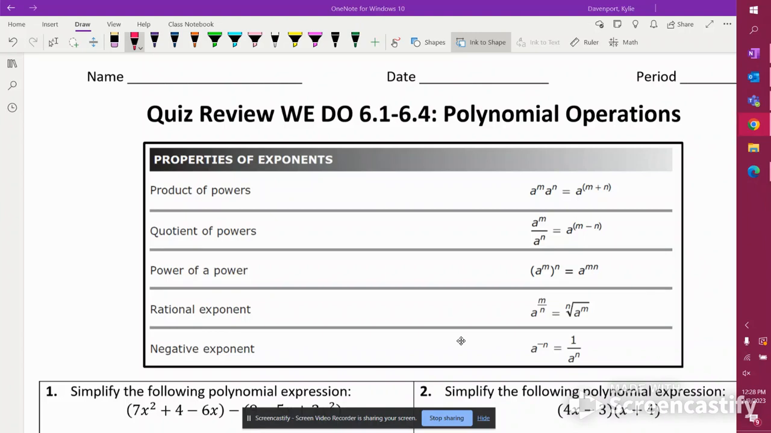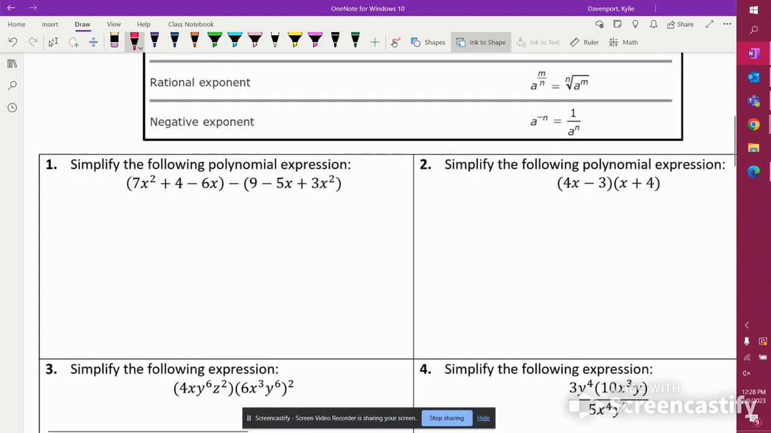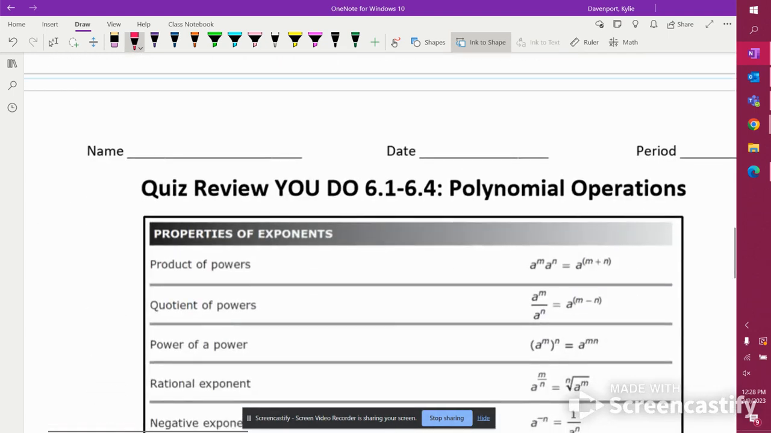So today what we're going to be doing is I'm going to do a quiz review we-do. So that means that I'm going to walk through it. You are going to learn the information or be reminded of the information. And then you are going to do a you-do, which is by yourself. Okay.